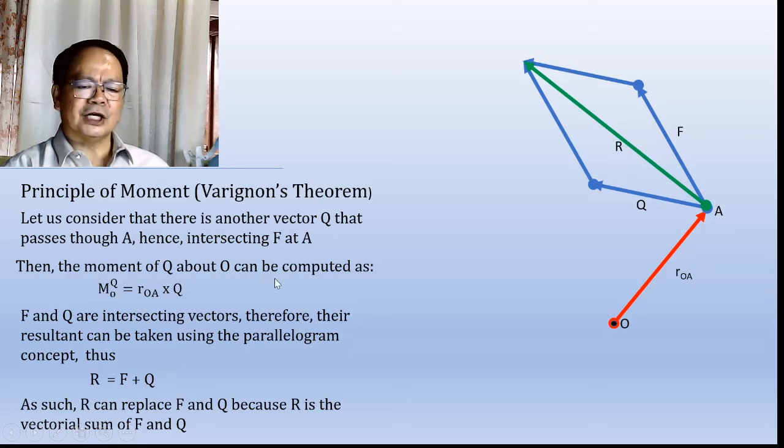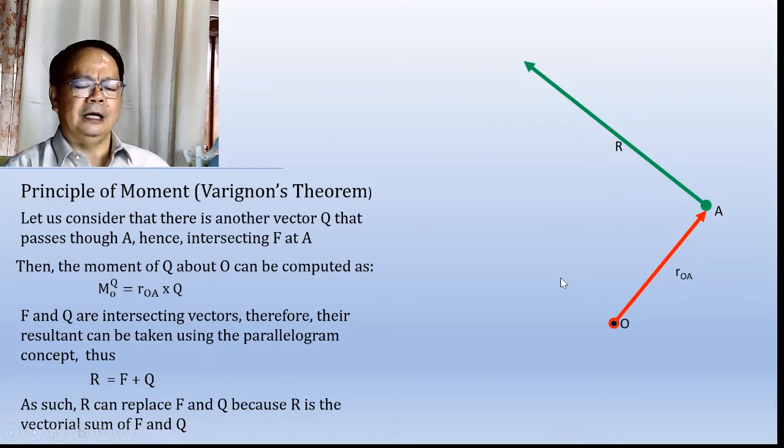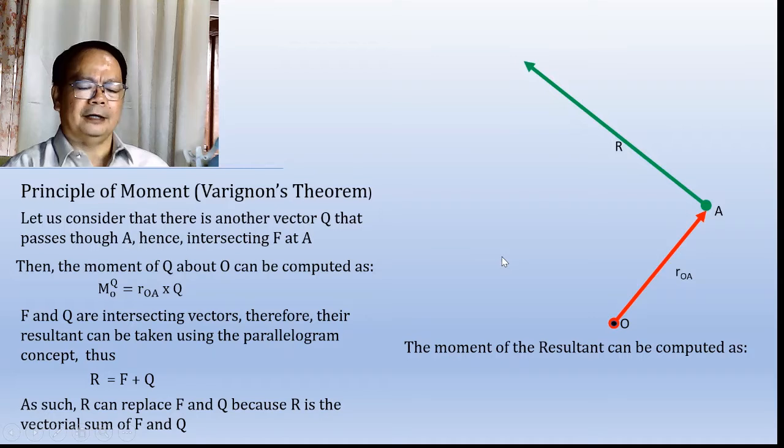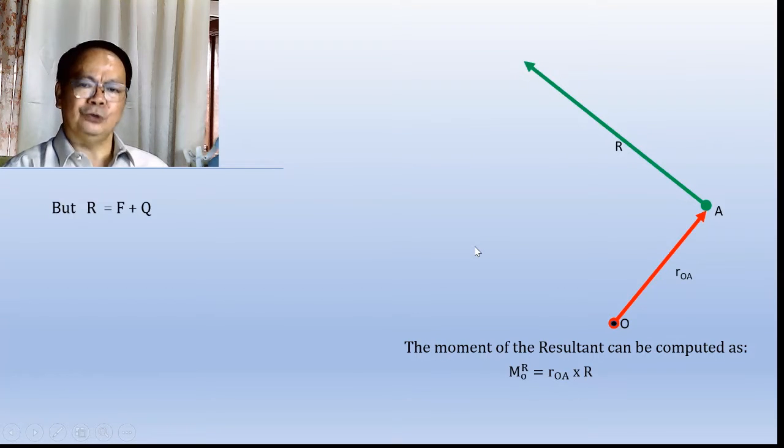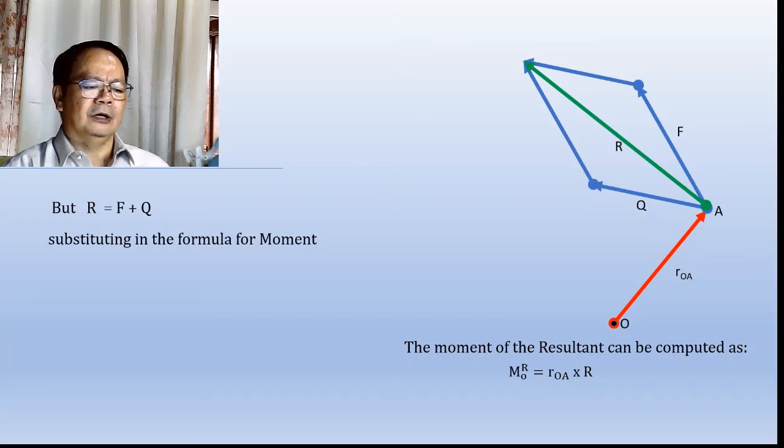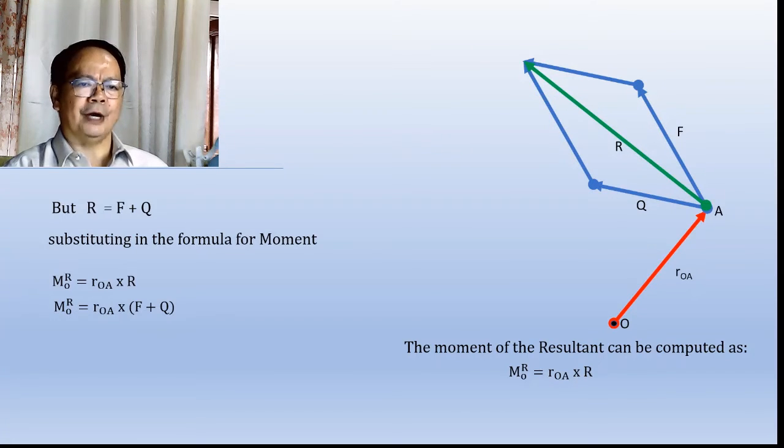Okay? Now, as such, if R is the resultant of F and Q, then R can replace F and Q, so that we shall have here the replacement of F and Q. Okay, and the moment of R about O can be taken using the vectorial formula that it will be equal to R_OA cross R. But R is equal to F plus Q. Kaya kung sasubstitute natin itong F plus Q sa R, the moment equation becomes R_OA cross R, which is equal to R_OA cross the quantity of F plus Q.